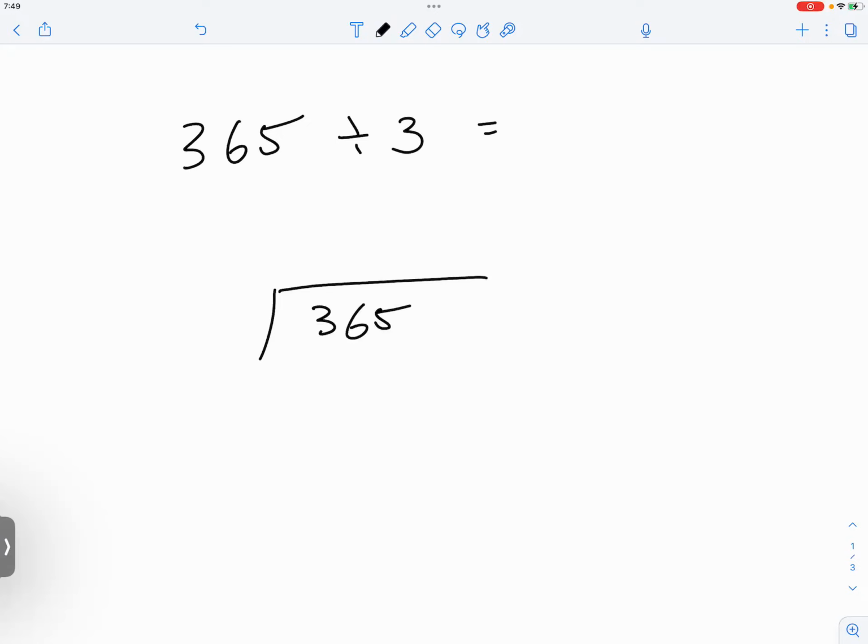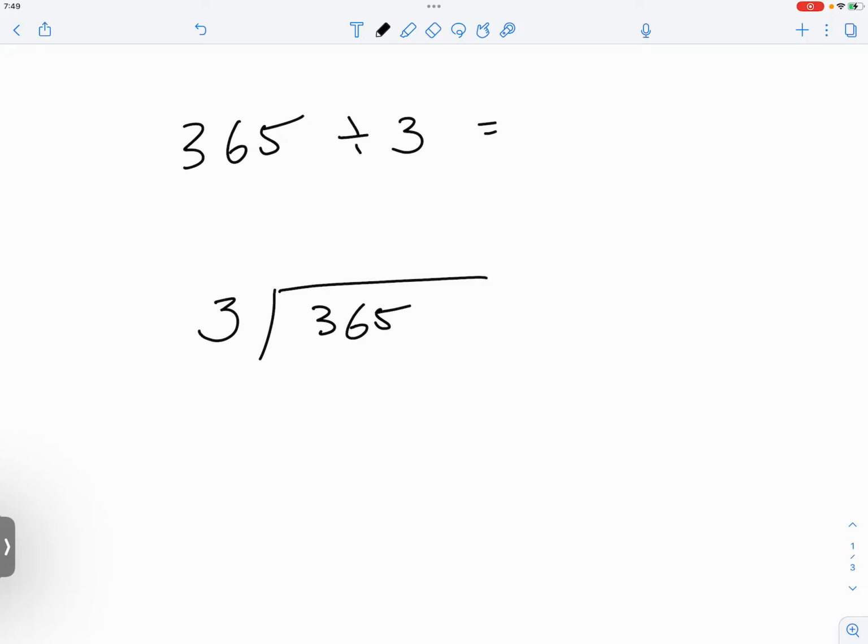So I'm going to write something here. I'm going to give you a number. I'm going to say this: 365 divided by 3. Let's go ahead and do this simple calculation using long division. So using long division, we will write down the... by the way, what do we call this number? Is it a divisor or a dividend? Dividend. And then we put the divisor here, right?